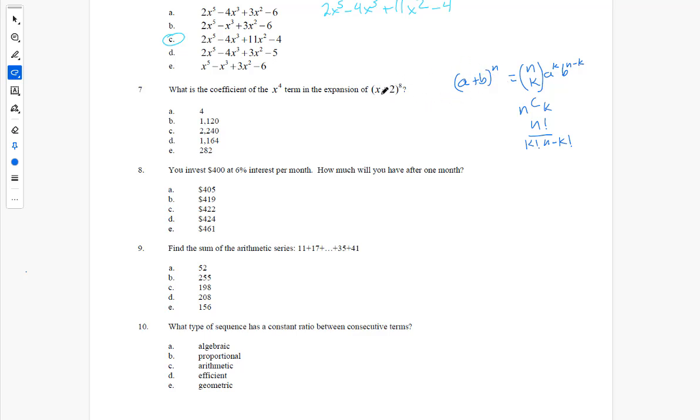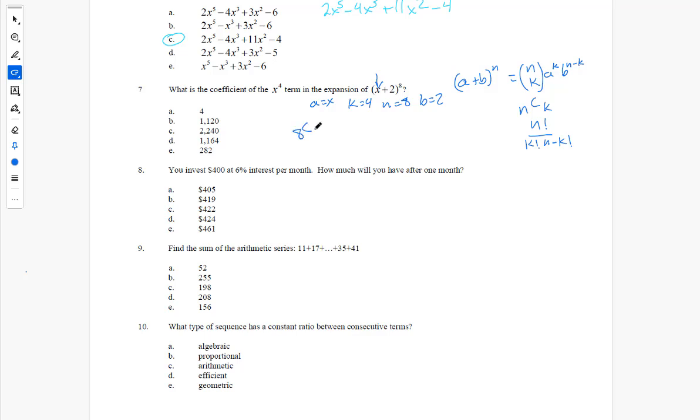So in this case, we're going to have an x to the 8th, and we're trying to get an x to the 4th. So if x is a, in this formula we're going to let a be x, and we want k to be 4, and then n is 8, and b is 2. So let's write out and see what we have.